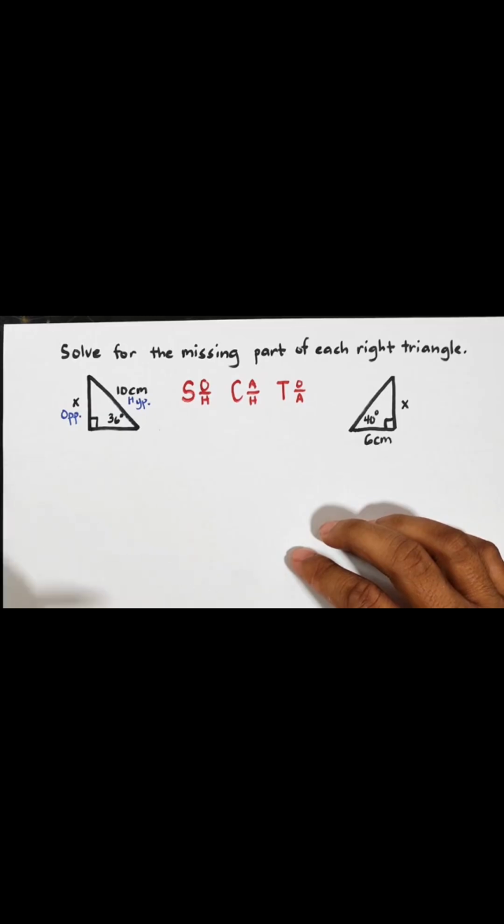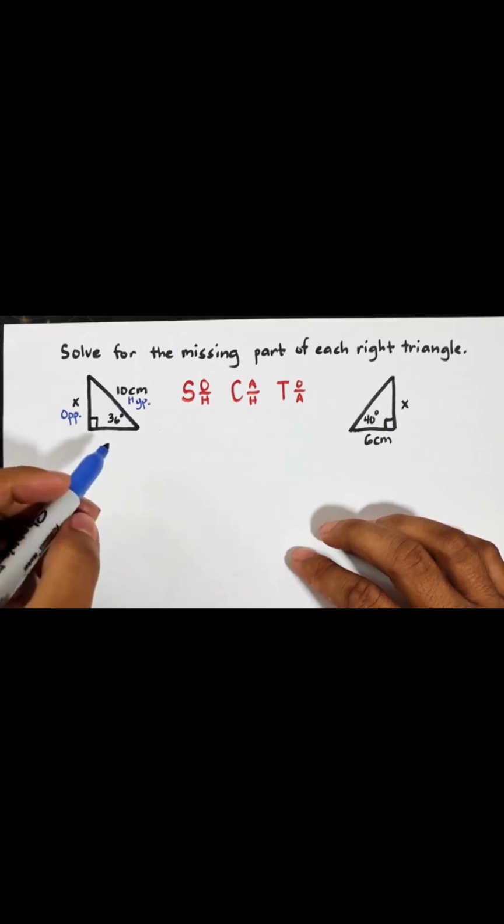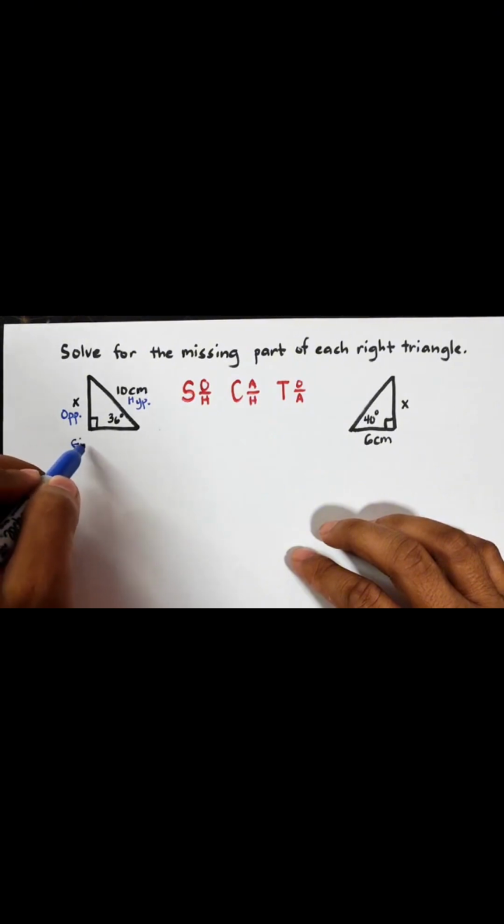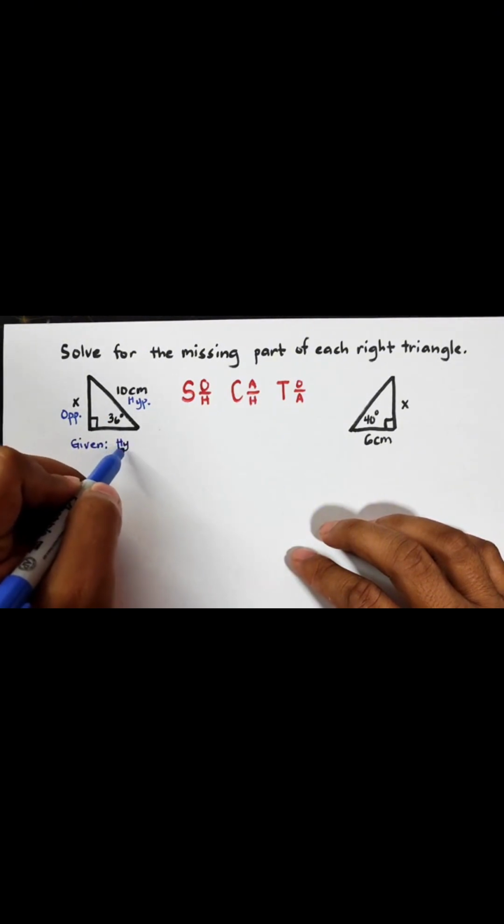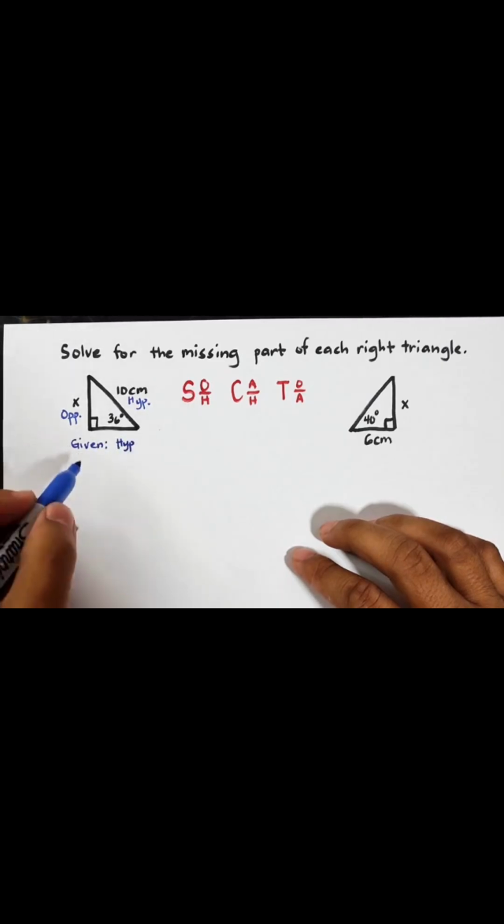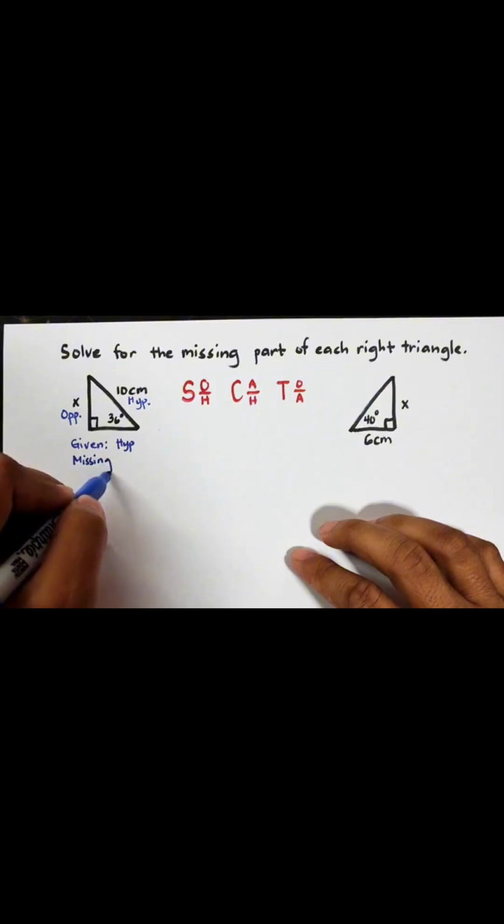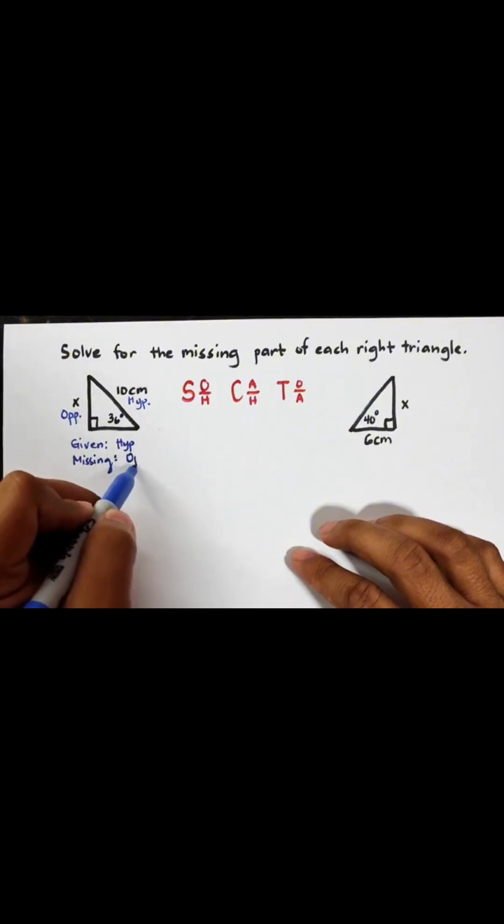So what we need to do here is to list down what we have. First, we have the given, which is the hypotenuse, and the missing part is the opposite side.